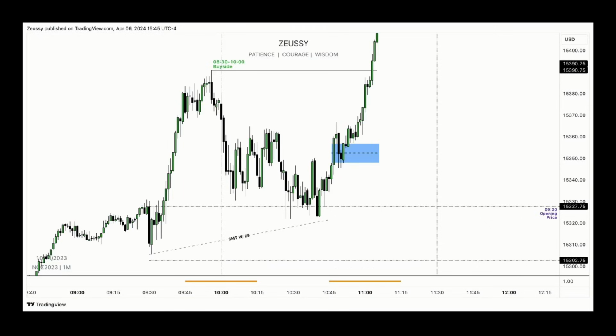Environment selection, environment recognition, order flow, higher time frame draw on liquidity, time of interest, point of interest, SMT, displacement, entry, management. It might seem like a lot for you right now, but in due time, this will all begin to make sense to you. And when it does, you will get to a level of understanding that's insane.